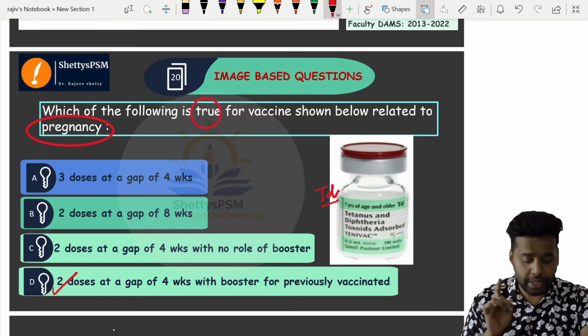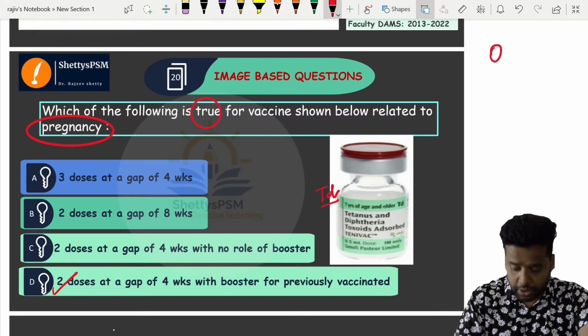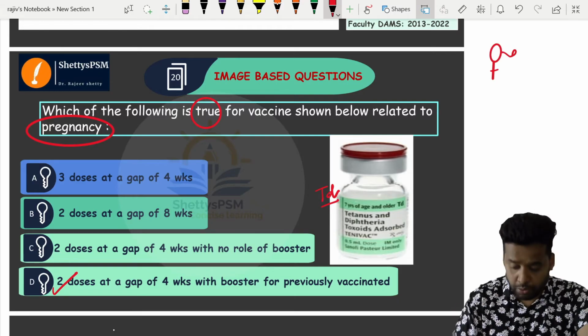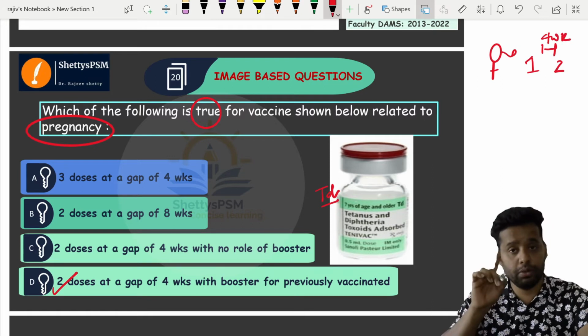2 doses at a gap of 4 weeks. If there is a newly pregnant woman, she will get 2 doses, 1 and 2. The gap between them is 4 weeks. This is for a newly pregnant woman.